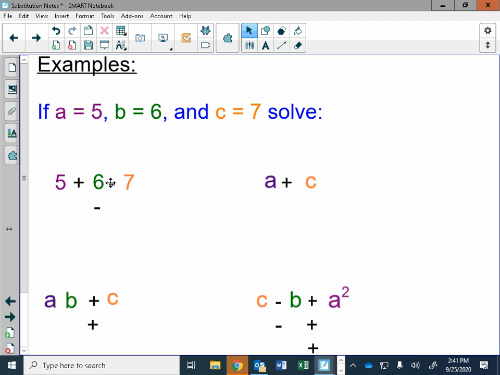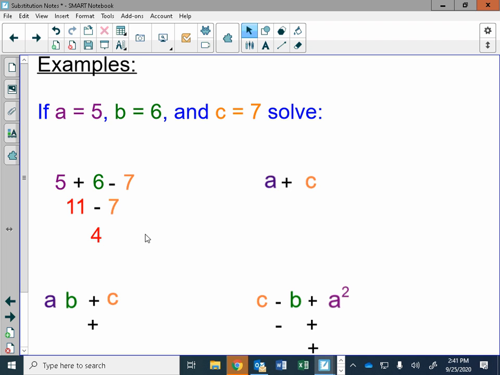Well, we've got addition and subtraction. I'm going to do it left to right as I come to it. 5 plus 6 is 11, and then bring down the 7. So we have 11 minus 7. There's just one operation left to do. 11 minus 7 is 4.